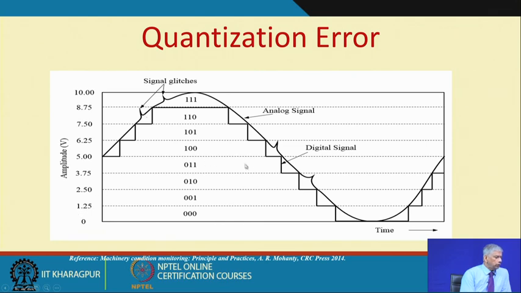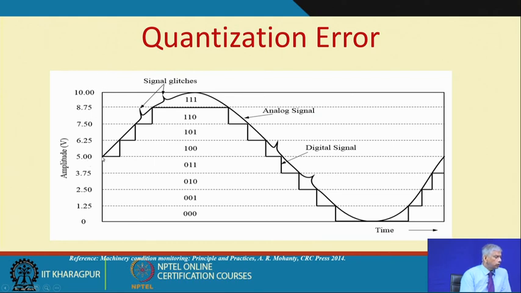But if you see, if I have a 3-bit computer, these are the actual values, 000 to 111. So, the amplitude resolution is nothing but 10 divided by 2 to the power 3, or 10 by 8, which is 1.25. So, the data acquisition system only understands 0, 1.25, 2.5, 3.75 and so on volts.